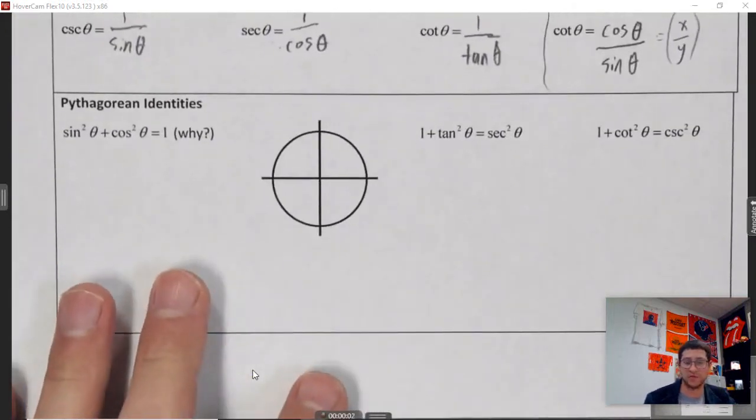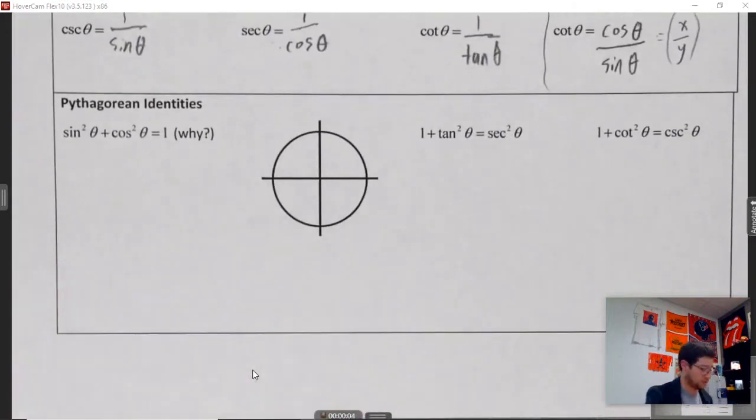All right, ready to go on the Pythagorean identities. Just trying to remember how we have done that in the past.